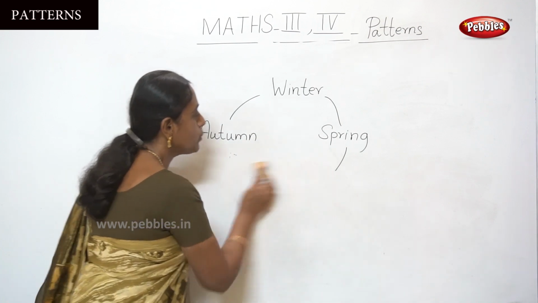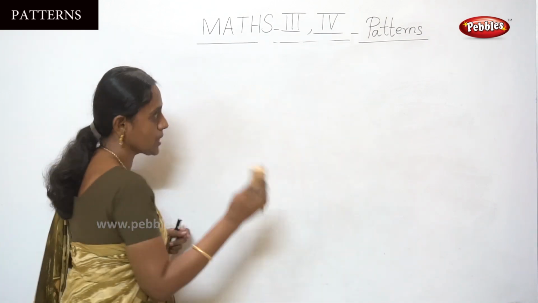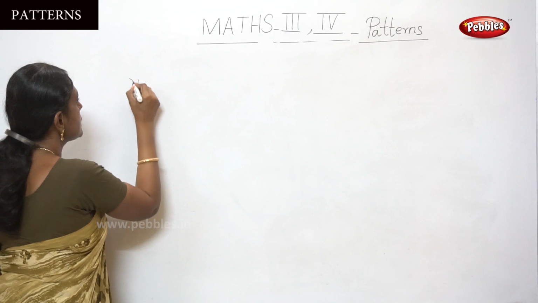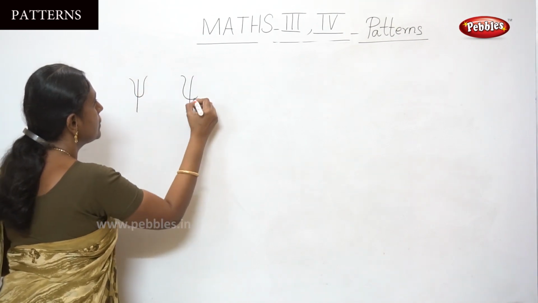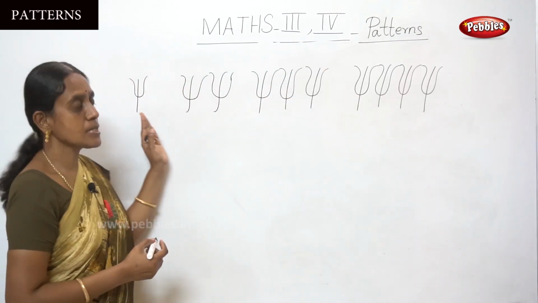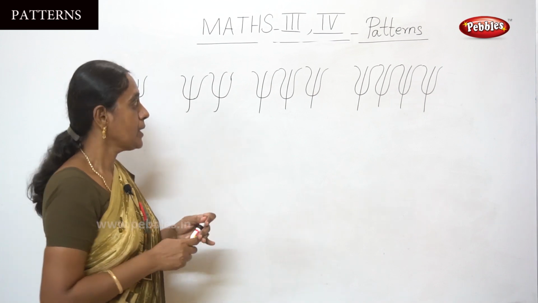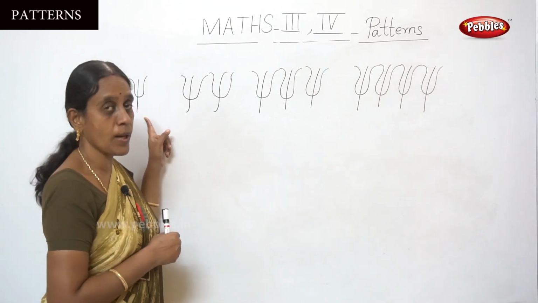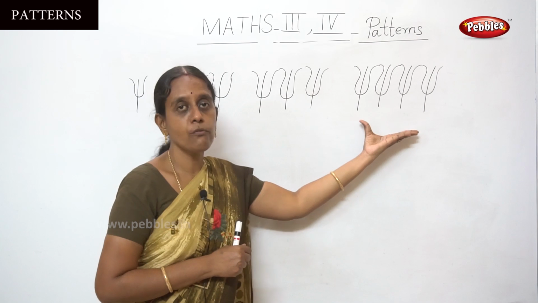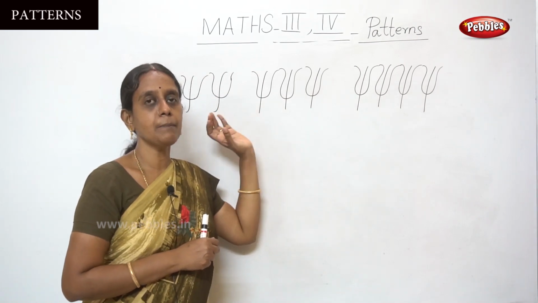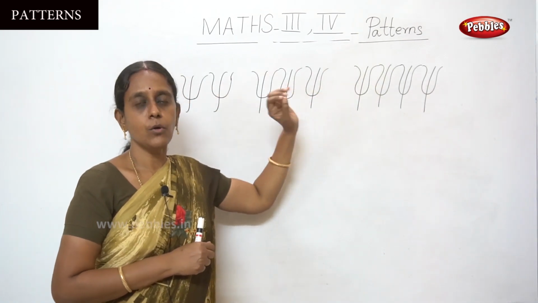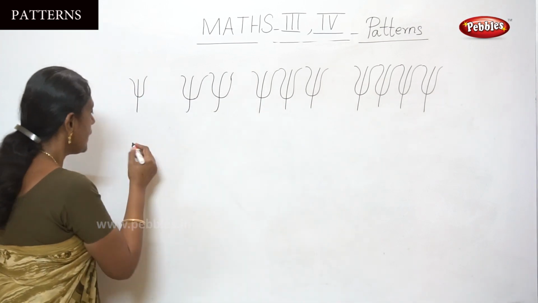Let me move on. I am going to draw here. This is a simple symbol. Here the first group has only one symbol, the next has two, then three, and then four. That is simply a repetition of symbols. It is one model of a pattern. And another one.